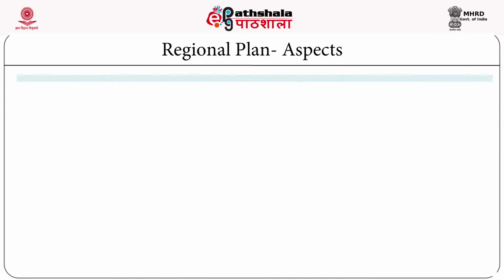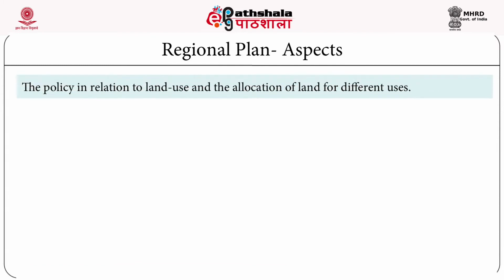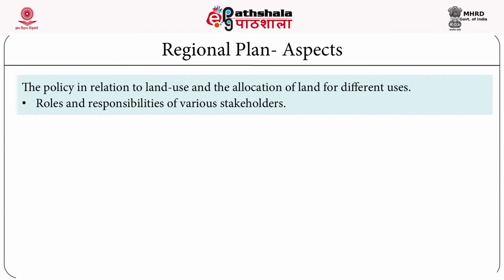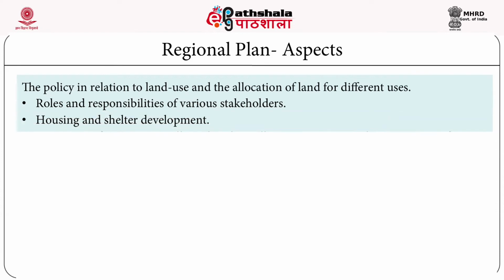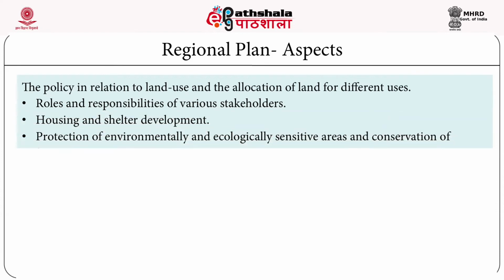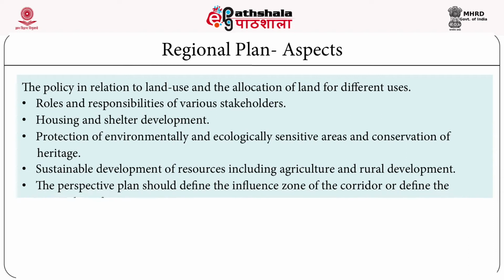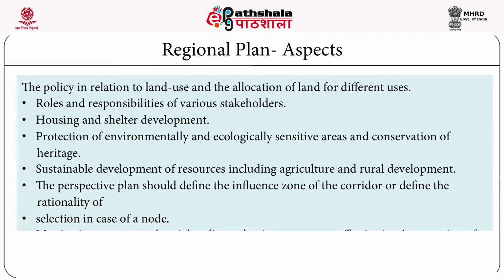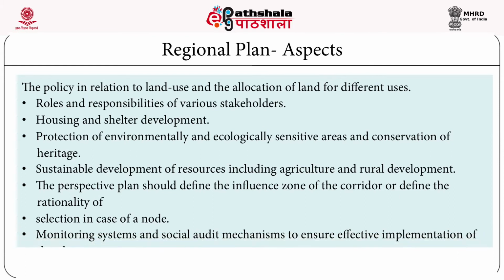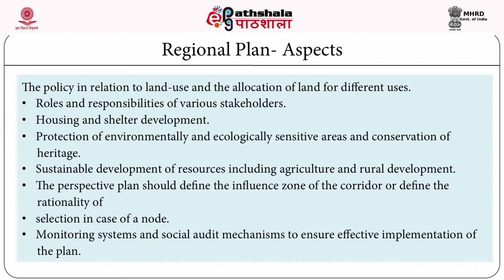Now what are the aspects of the regional plan? The policy in relation to the land use and allocation of land for different uses encompasses the roles and responsibilities of various stakeholders. It should talk about housing and shelter development, protection of environmentally and ecologically sensitive areas and conservation of heritage, sustainable development of resources including agriculture and rural development.